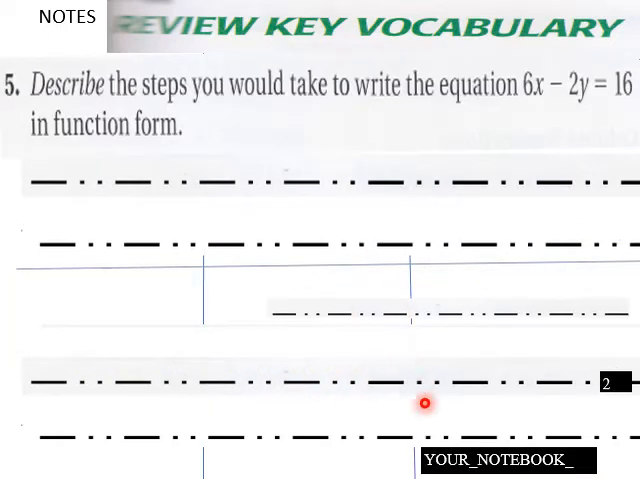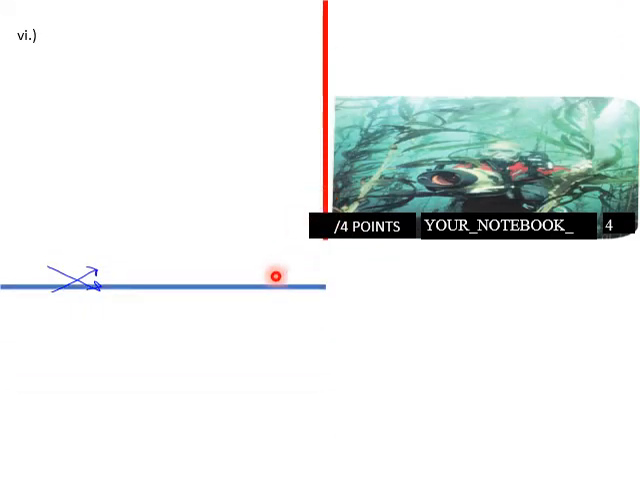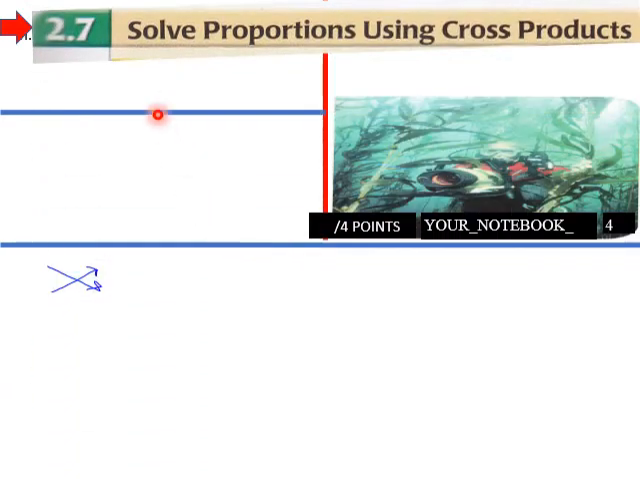And page 2 here of your notebook entry, 6 points: describe the steps you would take to write the equation 6x minus 2y equals 16 in function form. So describe those steps. Usually means full sentences, students. 6 points, page 2.